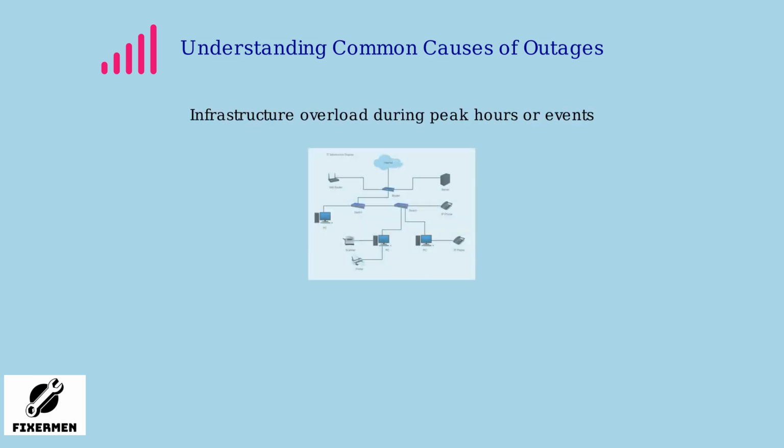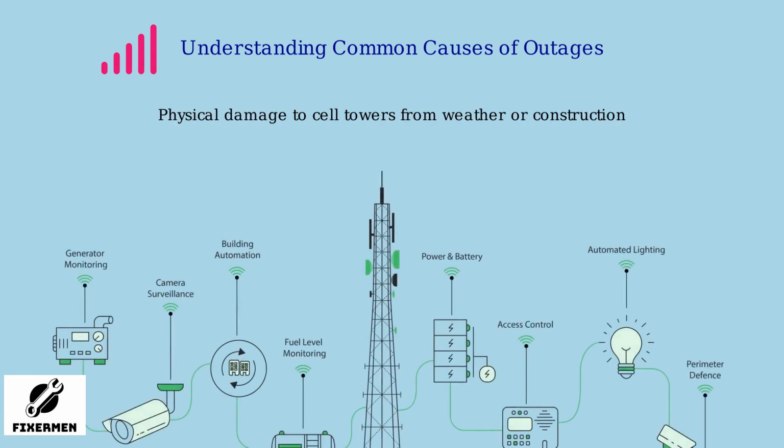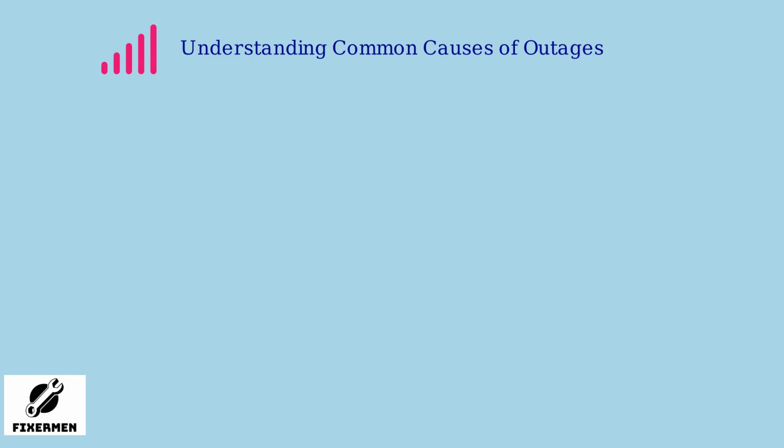Infrastructure overload occurs when high user demand exceeds network capacity, such as during concerts, emergencies, or major events. This can strain cell towers, routers, and data centers, leading to slowed speeds or temporary outages. Physical damage can result from severe weather like storms or blizzards, fires, or construction work that affects cell sites and undersea cables. For example, a blizzard might knock out power to generators, or construction could damage buried lines.